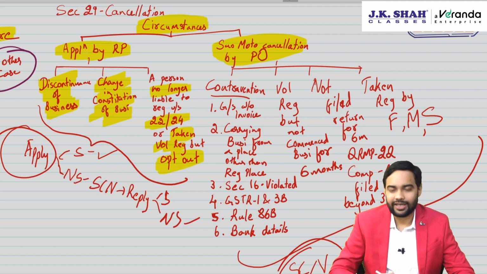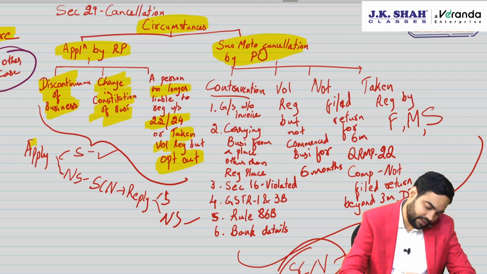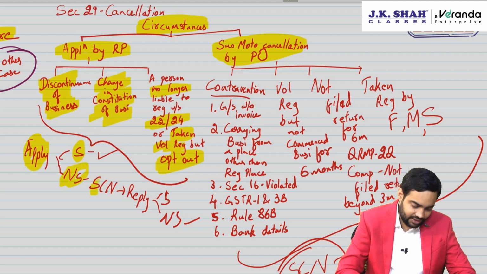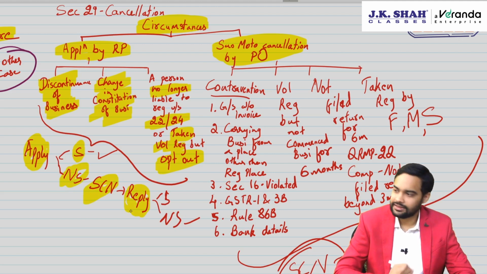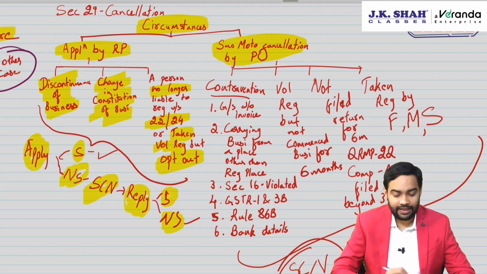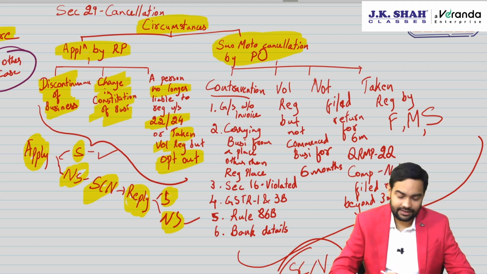In these cases, then taken voluntary registration but opts out of it. So if I have taken voluntary registration but opt out of it, again the registration can be cancelled by me by filing an application. So first, what will I do? I will apply. Once I apply, if the officer is satisfied, he will give me cancellation. If he is not satisfied, he will issue a show cause notice, and I have to reply within 7 working days. Again, satisfied or not satisfied, same way. Then suo motu cancellation by officer. Can officer cancel it? Yes.